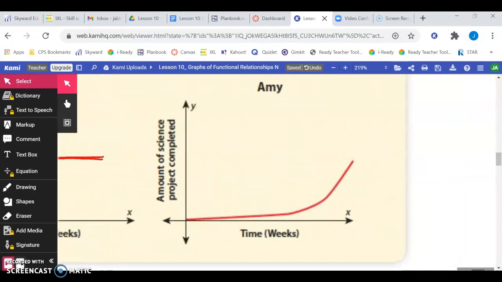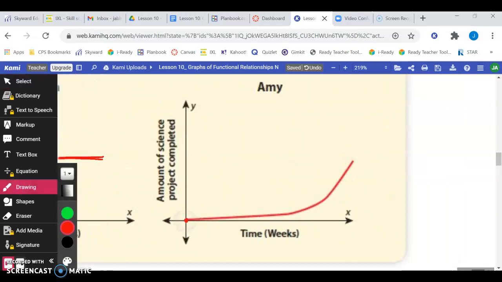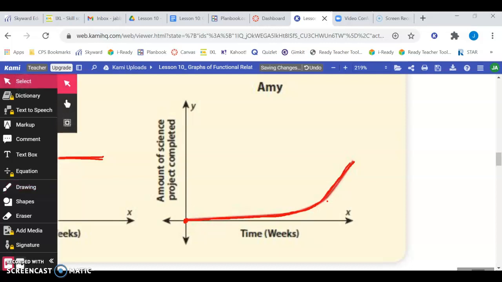Over here, Amy started with nothing done. And it looks like she did a little bit because that line is rising up. So she worked very little until the very end when all of a sudden her line jumps up and she's got more of her science project completed. She did the opposite of Lynn. She took her free time at the beginning and then hurried up at the end and finished her project.